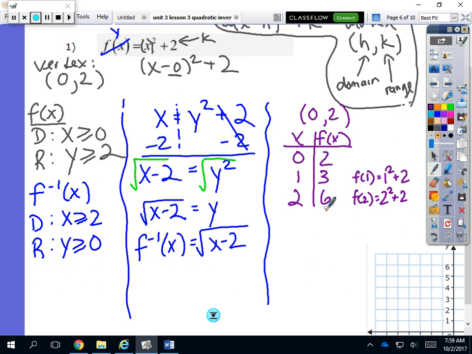Okay, so there's the f of x. But I also need points for the inverse. Well, all you're going to do is switch. So 2, 3, 6, 0, 1, 2. You just switch the x and y values to get the inverse. Now I can graph.